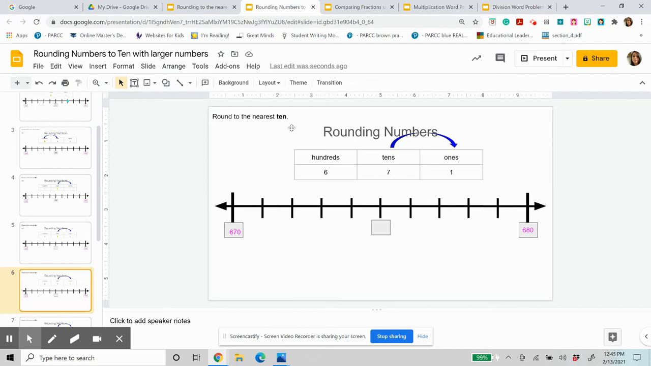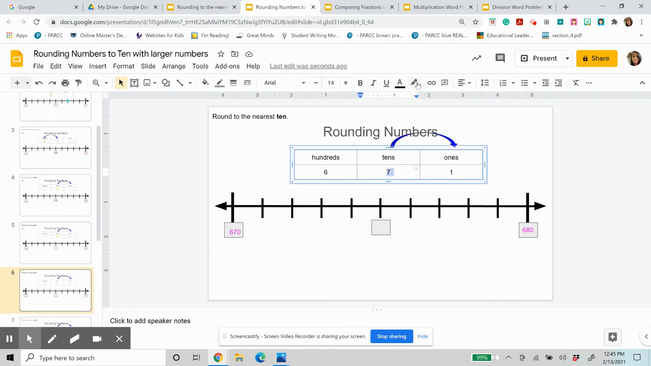Here we're rounding to the nearest 10. So again, 671. We have to focus in on where my 10s are. This is my 10s. This is where underlining and highlighting helps. So this 7 tens means 70. We don't have to touch this. So 670 would be our first number on the number line, and the next 10 would be 680.